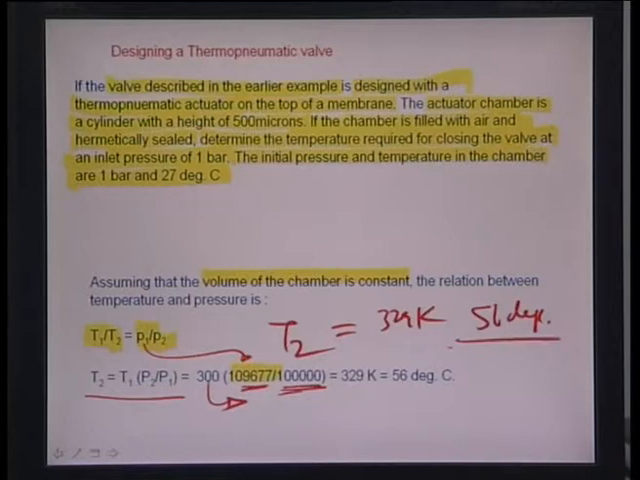So, you have to heat the constant volume of the cylinder with a height of 500 microns to almost about 56 degrees for the valve to self-close using thermo-pneumatic means. So, that is how you design a thermo-pneumatic valving system. Okay.